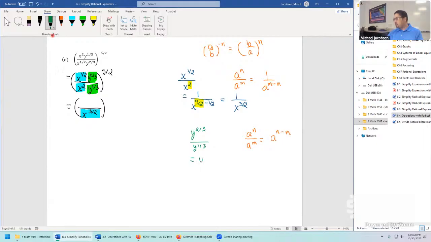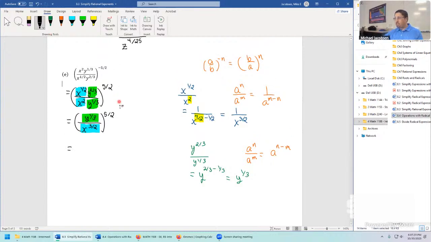Working it out for this one, this will be y power 2/3 minus 1/3. That just gives us y power 1/3 altogether. So up in this numerator, we have y power 1/3. Then the whole thing is raised to the power 5/2.